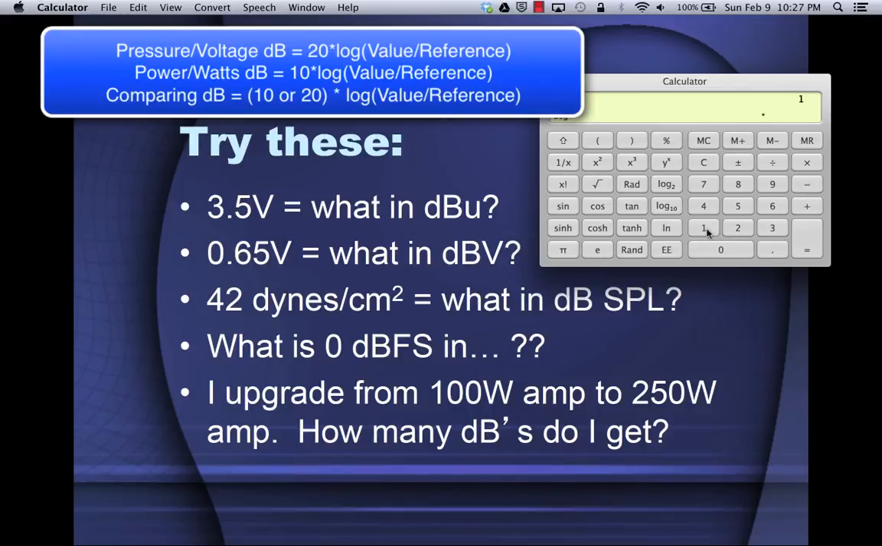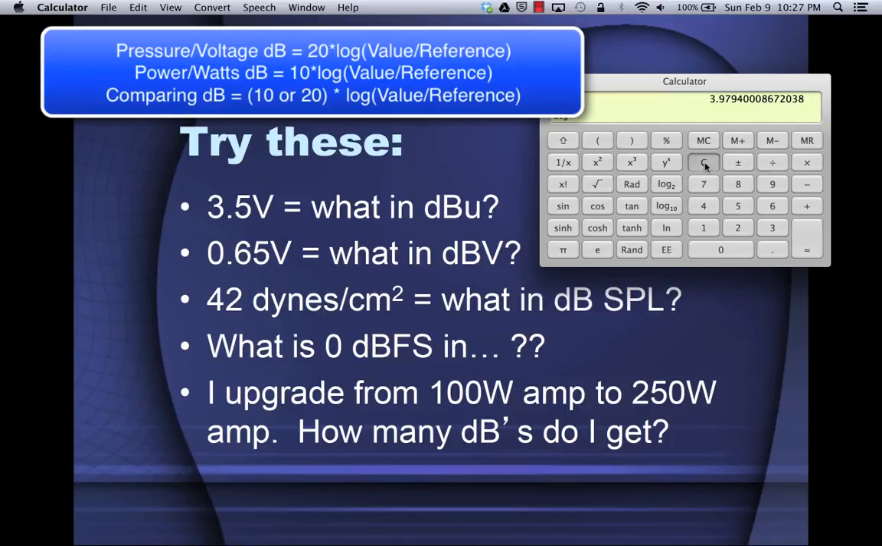And again, multiply by 10 because we're talking about power or watts. So here, as you can see, 3.97 rounded up, it's 4 dB. It's plus 4 dB change. So you'll get 4 dB greater output from a 250 watt amplifier versus a 100 watt amplifier. It might not seem like a whole lot when you're over doubling the amount of watts.